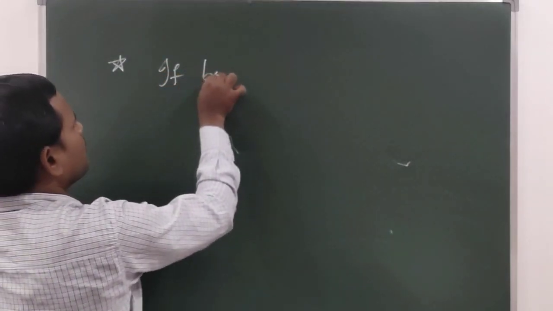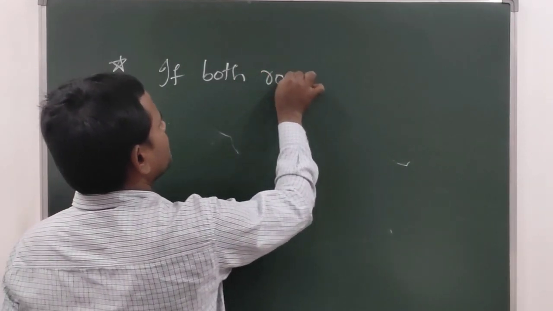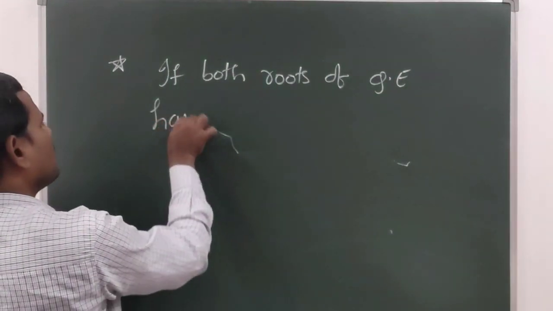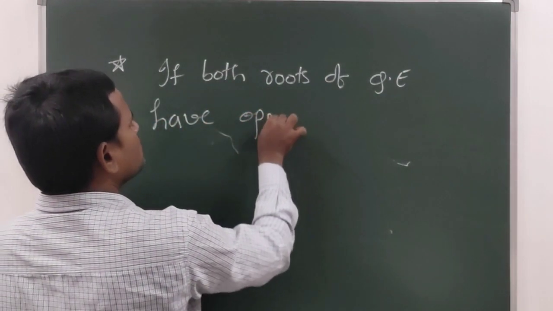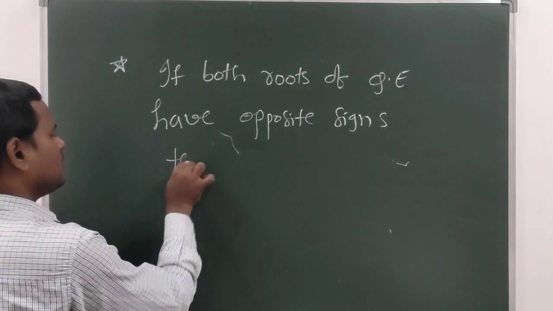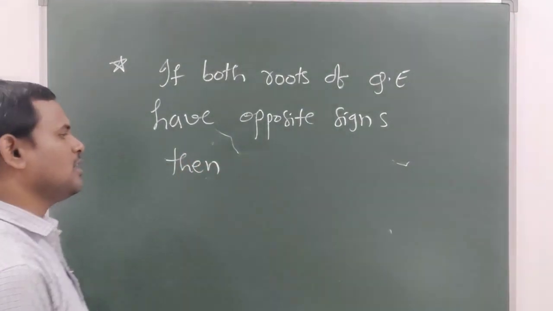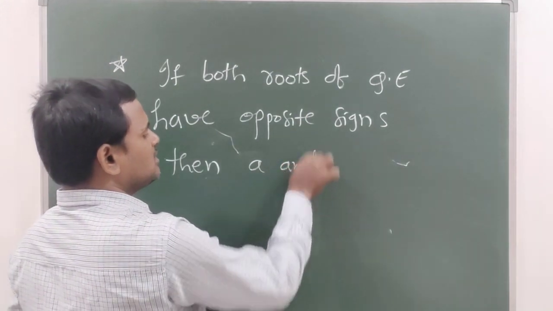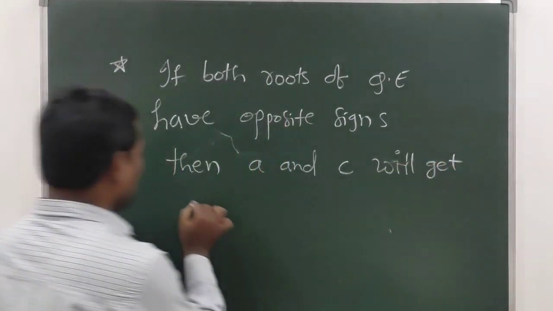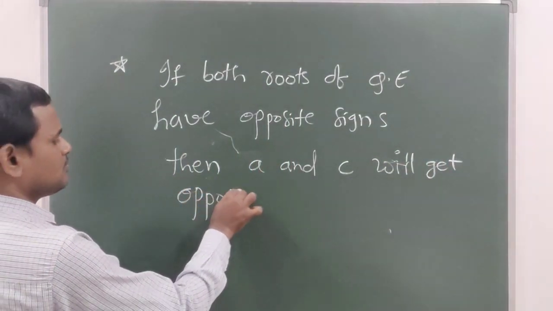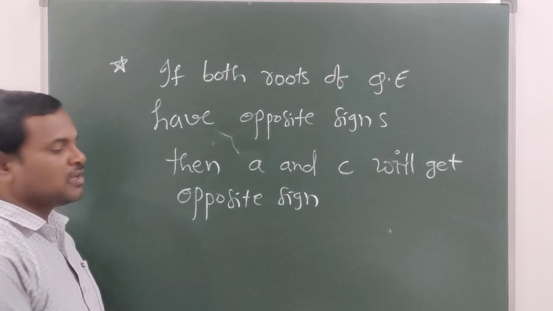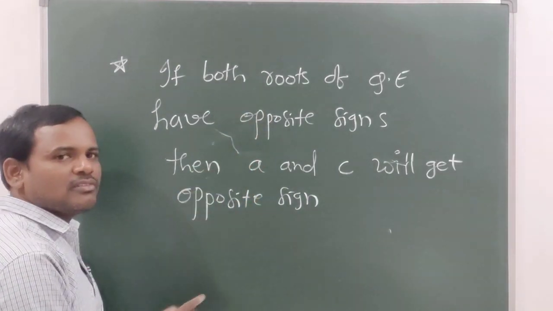If both roots of a quadratic equation have opposite signs, then A and C will get opposite signs. Yes or no? See, both the roots are having opposite signs.